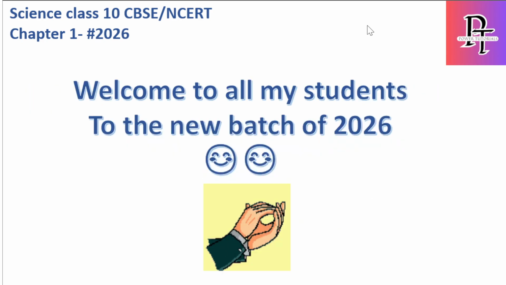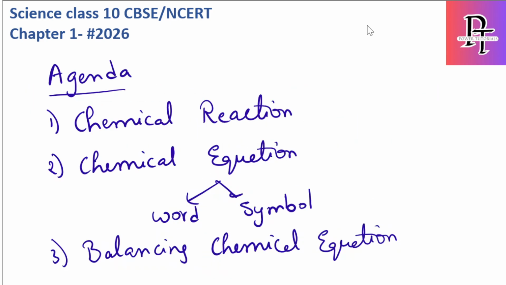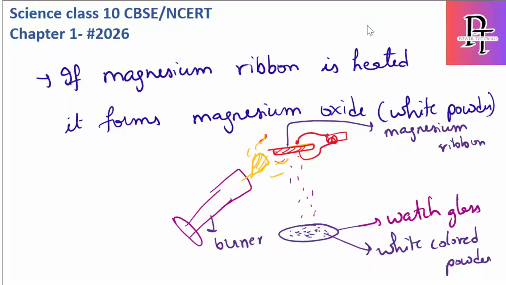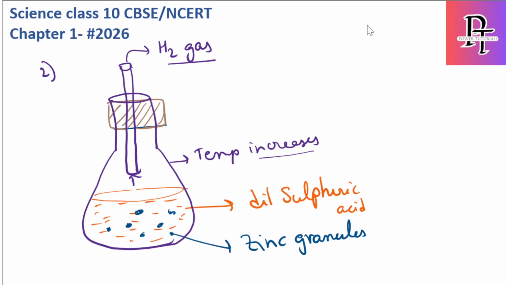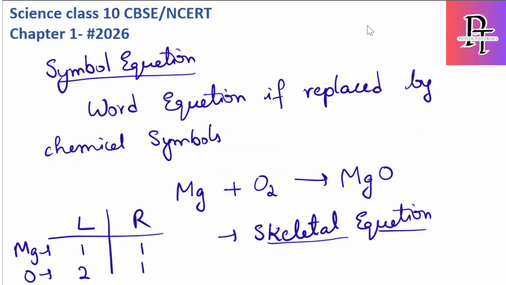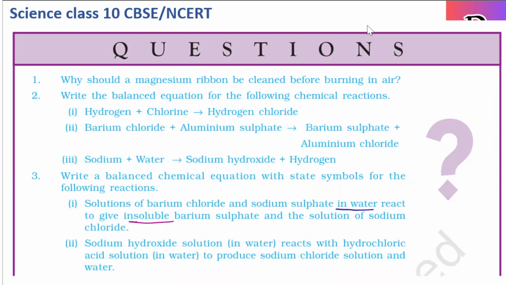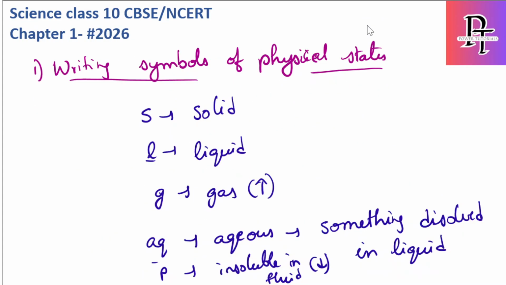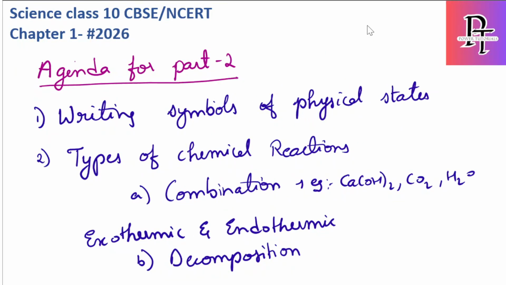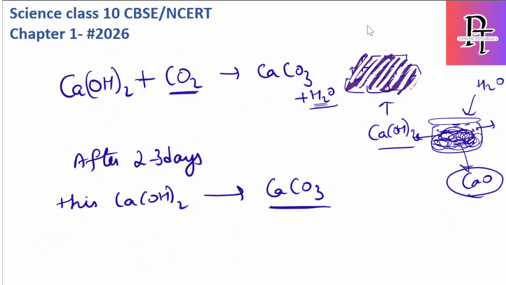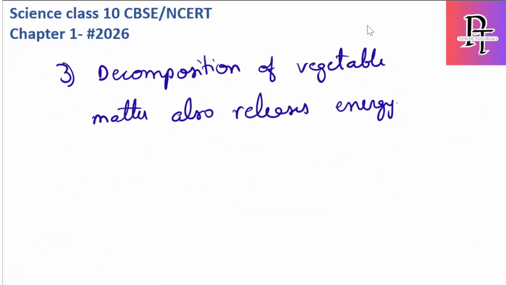Okay, let me show a glance at what I covered in previous videos. In part 1 I covered the agenda, physical and chemical reaction, and characteristics of chemical reactions. We also explained the experiments mentioned in the textbook. Then I explained symbol equations, what balancing a chemical equation is and why we need to balance it. In part 2 I explained writing symbols of physical state and types of chemical reactions. We covered 2 types, combination and decomposition, and also endothermic and exothermic reactions.